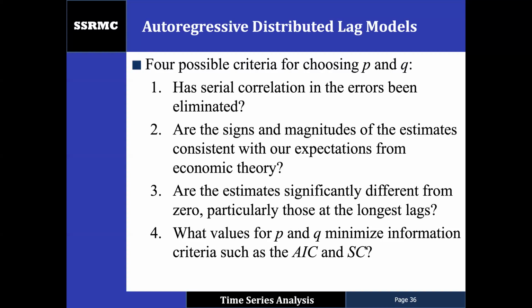The third criterion is whether the estimates are significantly different from zero, which means they are statistically significant in the test. That means those lag terms. Generally speaking, we prefer to have all variables to be significant in our model. If there are any insignificant ones, remove them and rerun the model.